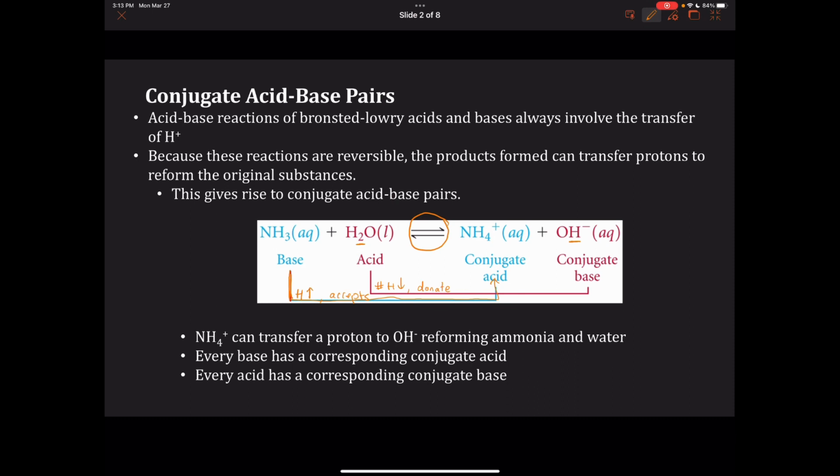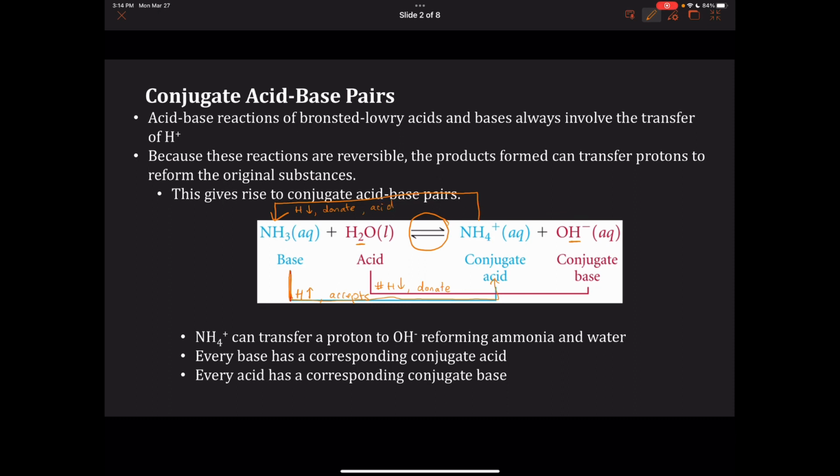The hydroxide can interact with the ammonium cations, reversing the reaction. It can reform the NH3 and the water. What's happening is that NH4 plus transfers a proton to the hydroxide. During that process, we go from NH4 plus to NH3, and the hydrogens decrease. So that NH4 plus donates hydrogens, and if it's donating the hydrogens, it's behaving as an acid.